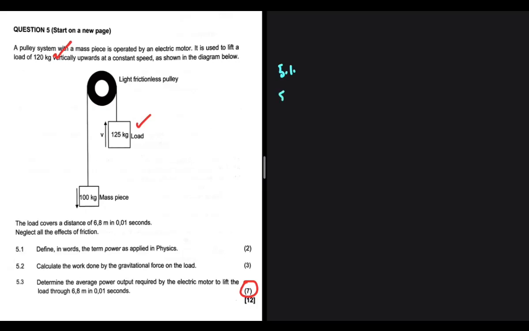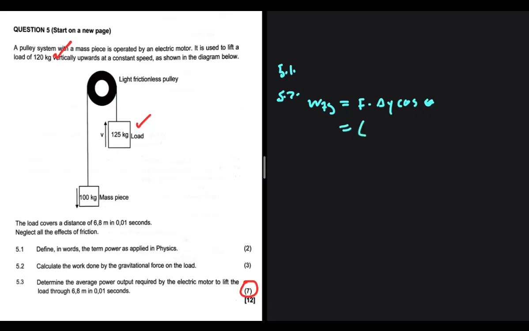Let's move to 5.2. Calculate the work done by the gravitational force on the load. So what am I supposed to use now? Am I supposed to use 125? Am I supposed to use 120? It's just a mess. Okay, fine. The work done by gravitational force is equal to the force of gravity multiplied by delta y cos theta. So let's go ahead and substitute.